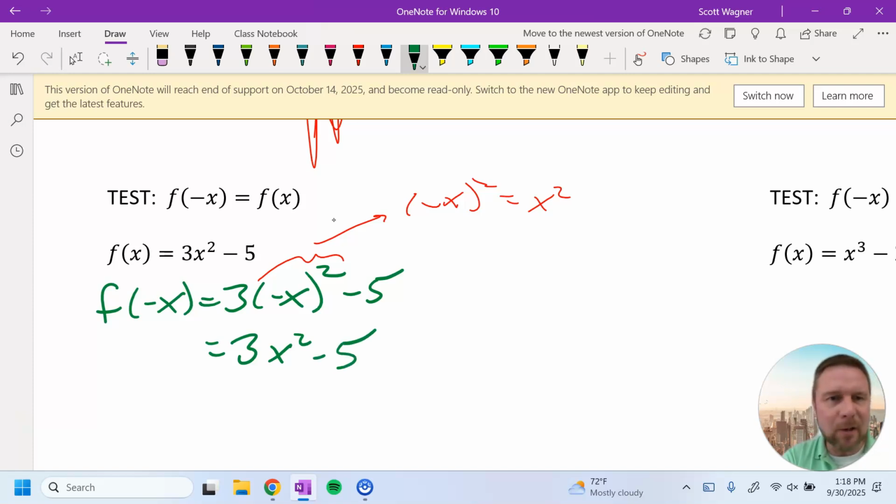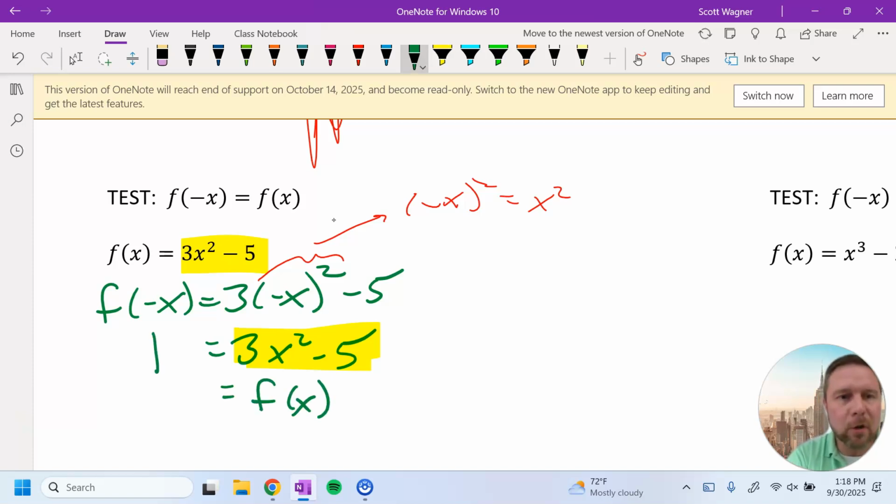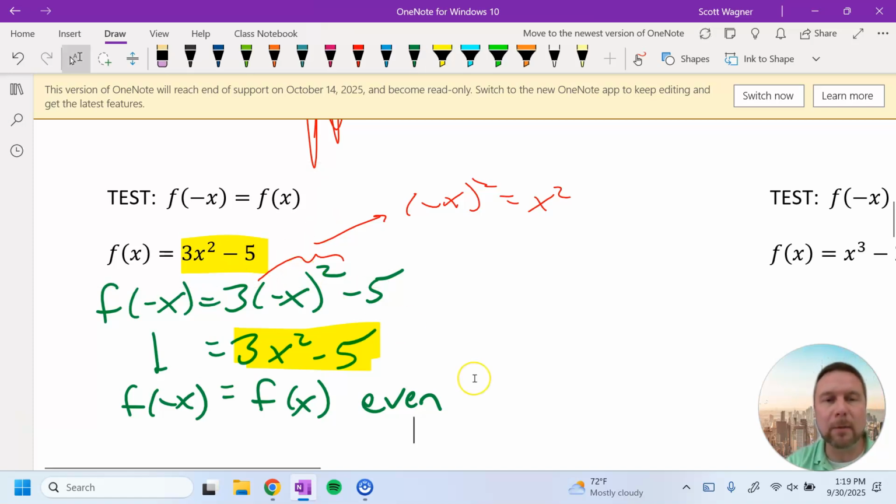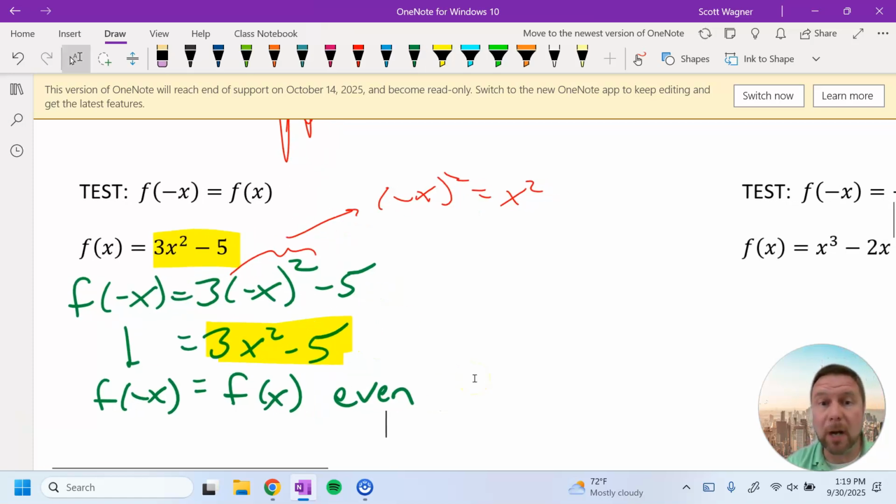And you're like, I can't do anything else with that, and that's because take a look at what we have. 3x squared minus 5, 3x squared minus 5, that is the same thing as f of x. So if I recopy this down here, f of negative x is equal to f of x, that tells me I have an even function. So I do that test right there. If I substitute a negative x in, I get out the original problem.